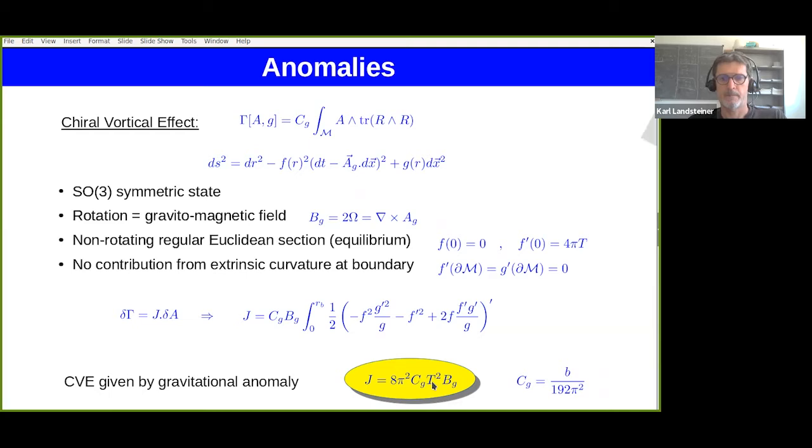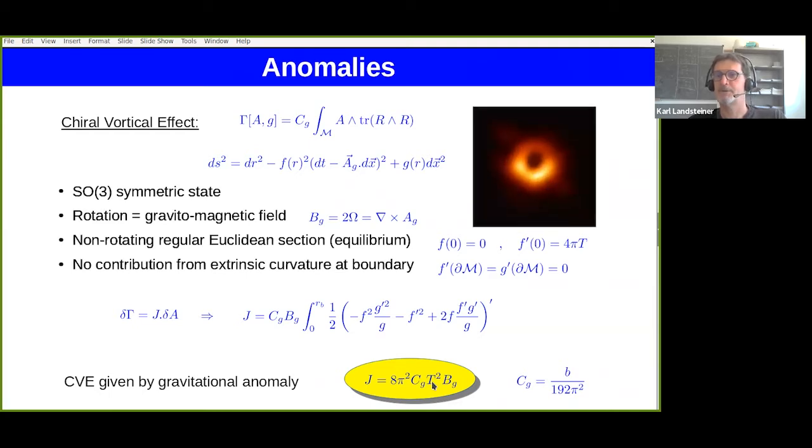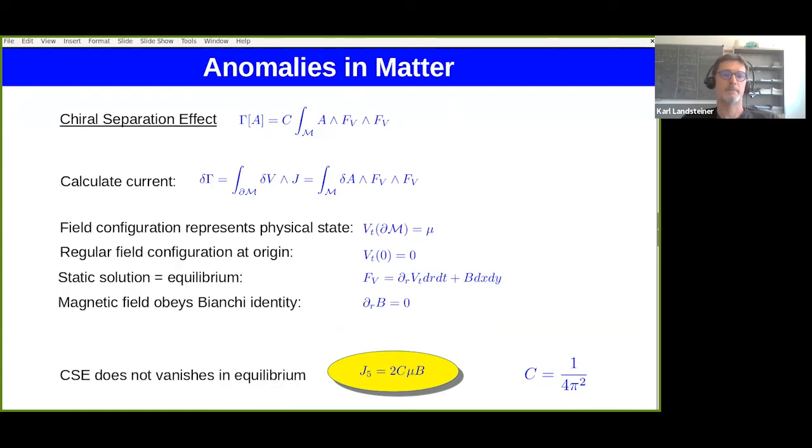Okay. So here's the obligatory picture of the Event Horizon Telescope showing a black hole. Of course, my black hole is not the real physical black hole. It's just an effective description of the effects of the chiral anomaly for the finite temperature quantum field theory.